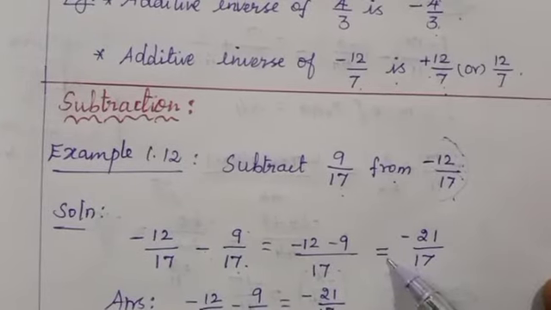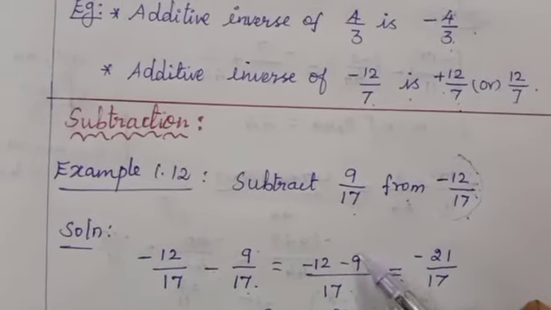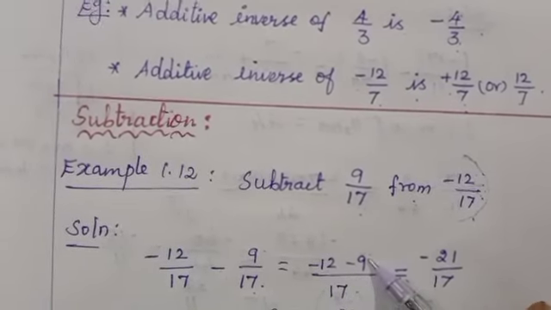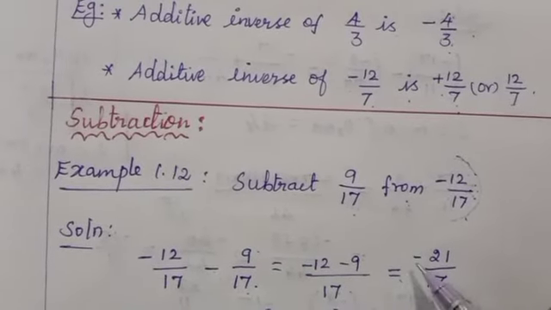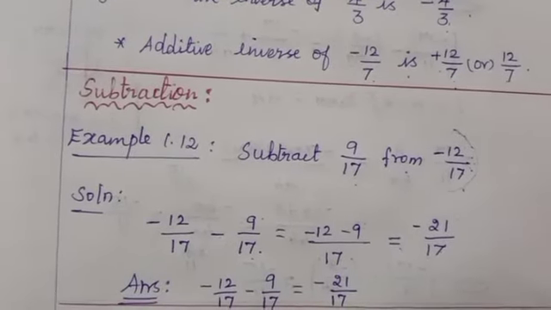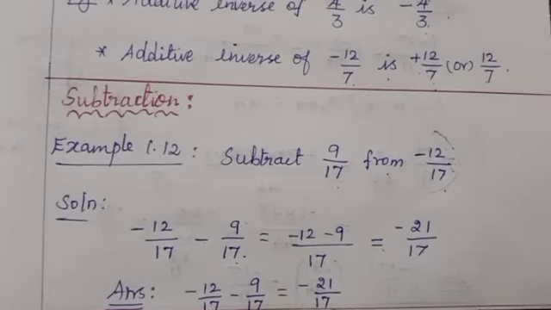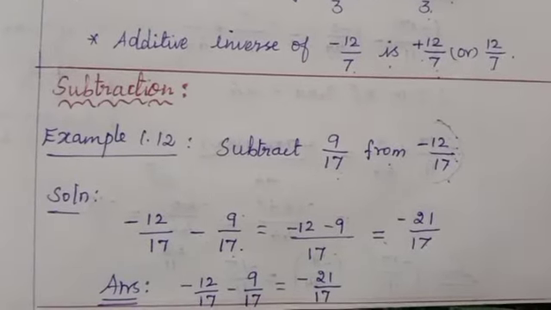So that is equal to, these two numbers have the same sign, so you have to add 12 plus 9, 21. The same sign is taken, right? So minus 21 by 17. So minus 12 by 17 minus 9 by 17 is equal to minus 21 by 17.